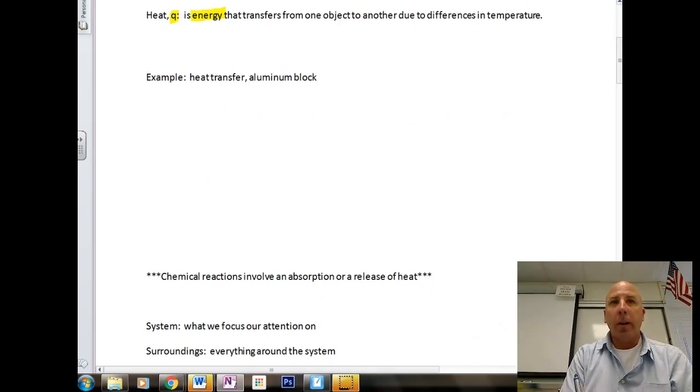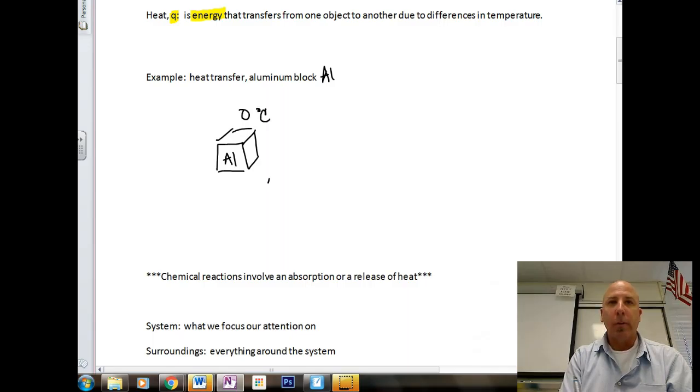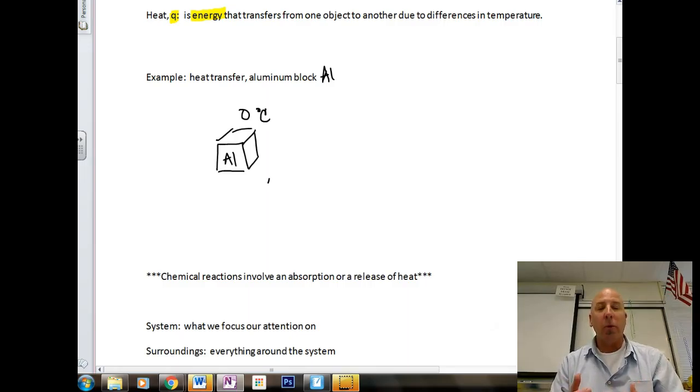So imagine, if you will, we've got an aluminum block. We'll draw an aluminum block here, a piece of metal made out of aluminum. Let's say this aluminum block has been kept in a freezer, and it's at 0 degrees Celsius. Now, that's going to slow down its molecular motion just a little bit, but it's not going to change the phase of the aluminum block. It's still going to be solid aluminum.